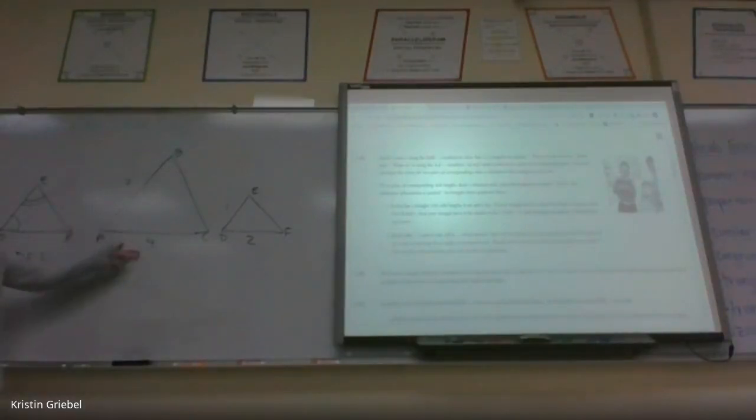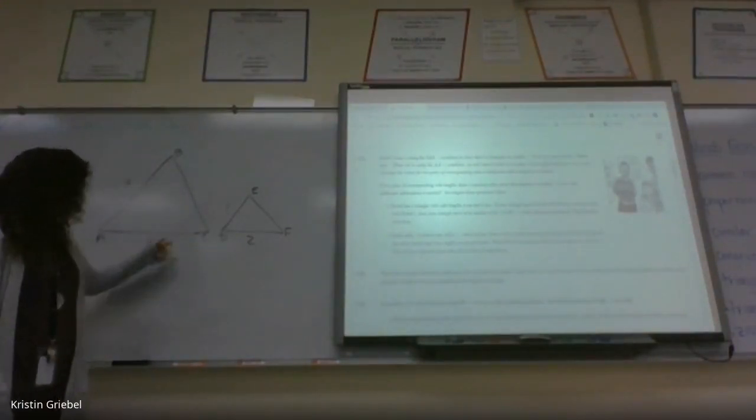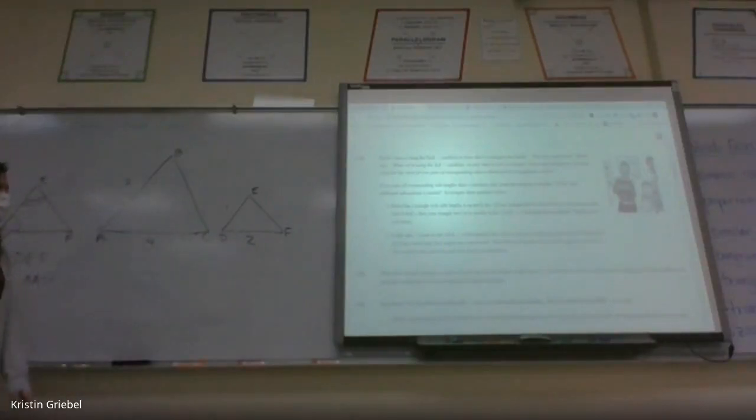I have two sides that are written here, and they are proportional because if I multiply by 1/2, I get 1, multiply by 1/2, I get 2. So those two sides are proportional. So does side work?